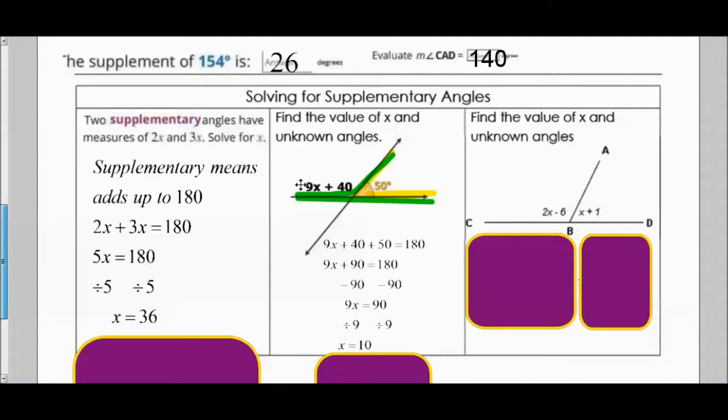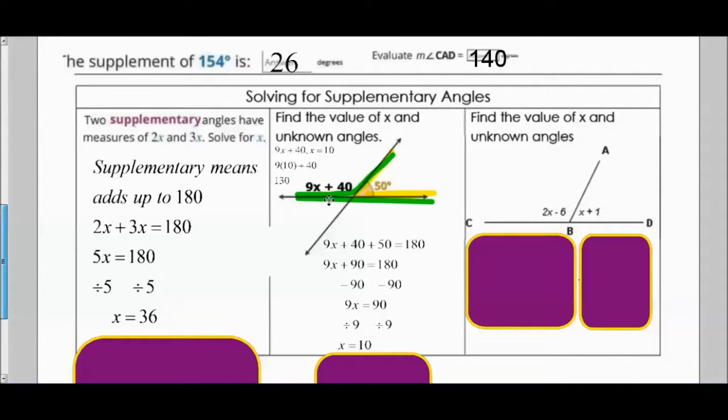Now to find the value of this angle, we really could do this two different ways. The easy way is just subtracting 50 from 180. We know that this whole thing is 180. This has to equal the remaining part of that 180. So we could just subtract those two, or we can plug in the 10 that we just found into this x. 9 times 10 plus 40, that would give us 130. Either way, that's 130.